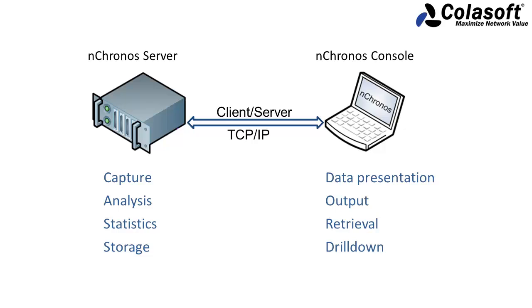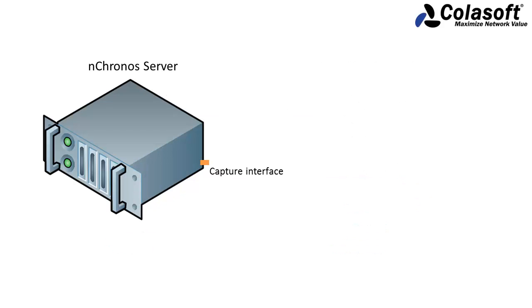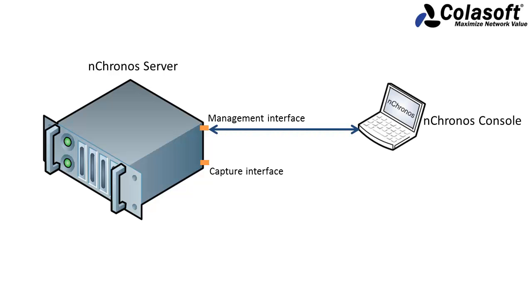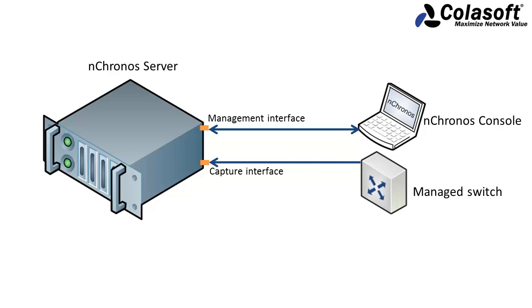Using this architecture, the nChronos Server requires at least two network ports. One is the capture interface, and the other is the management interface. The management interface allows the nChronos Server to communicate with nChronos Console for configuring the server. The capture interface is connected to a mirrored port on the switch, which is mirrored with the network traffic you want to monitor.